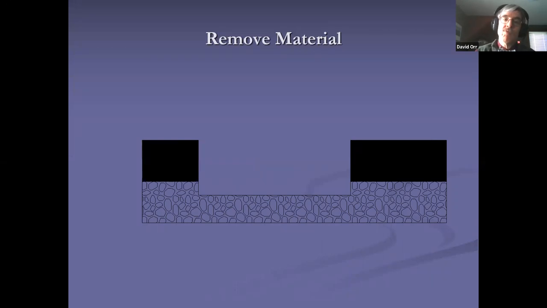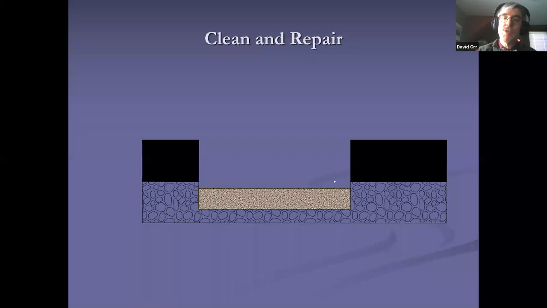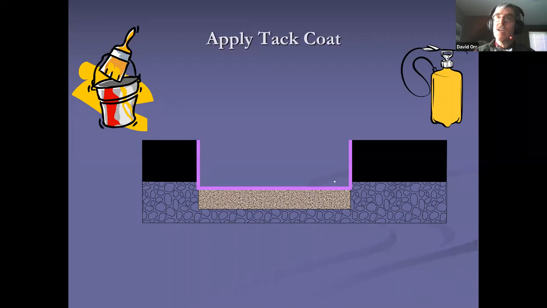Now, when you remove it, generally the upper layer of the base or the layer below is also probably pretty deteriorated. So go ahead and remove some of that as well. And then bring some new foundation material in if you need to, okay? Don't assume it's in great shape. Look at the water situation, for instance. And then apply a tack coat.